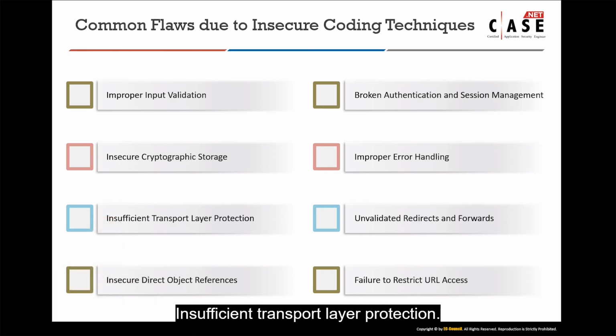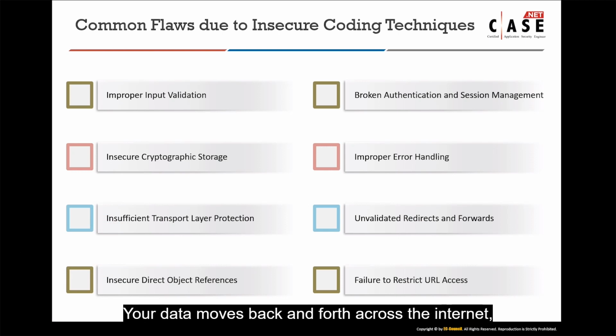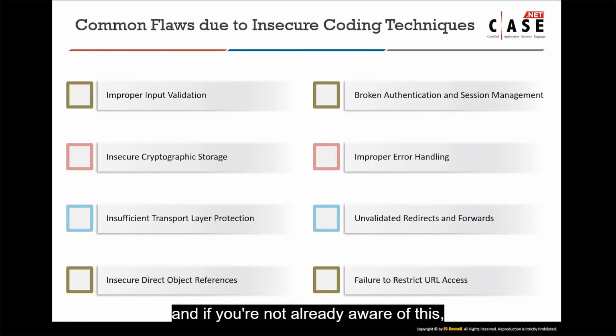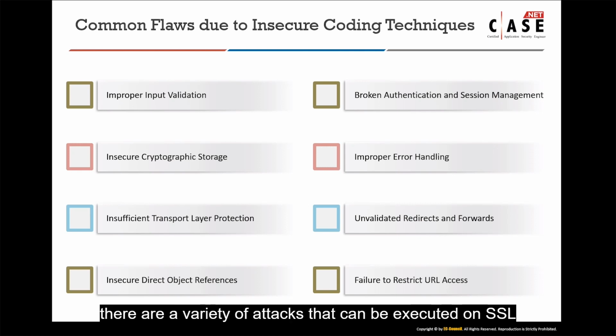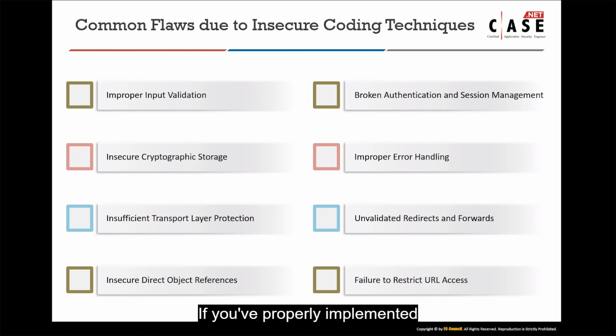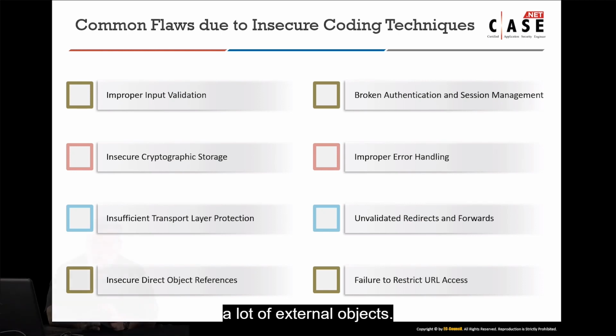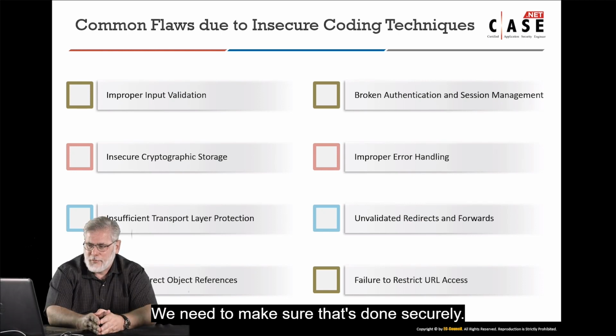Insufficient transport layer protection. Your data moves back and forth across the internet. And if you're not already aware of this, there are a variety of attacks that can be executed on SSL or now TLS to attack that transport layer security. If you've properly implemented your transport layer protection, those attacks won't be successful. Insecure direct object references. Programs are very complex today, and there's a good chance that you're referencing a lot of external objects. We need to make sure that's done securely.